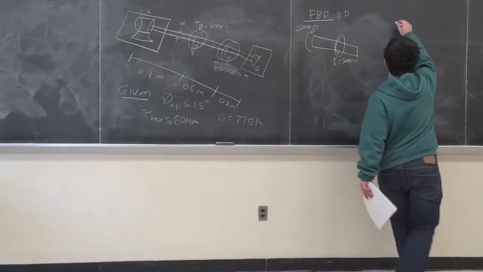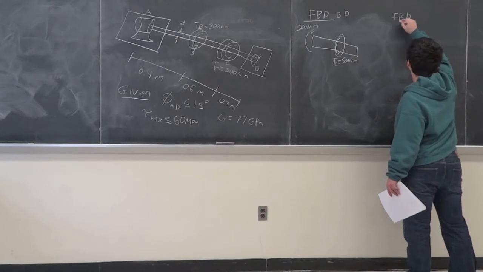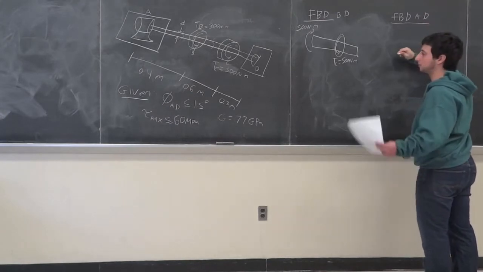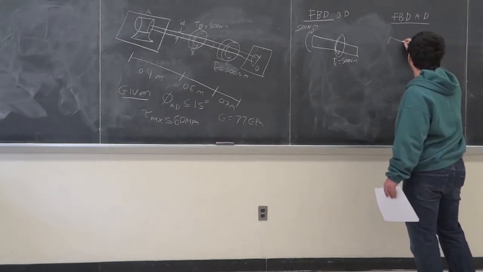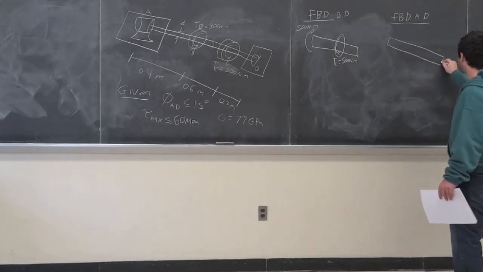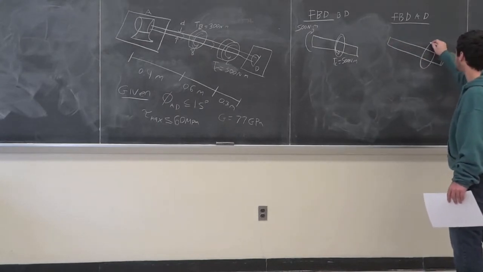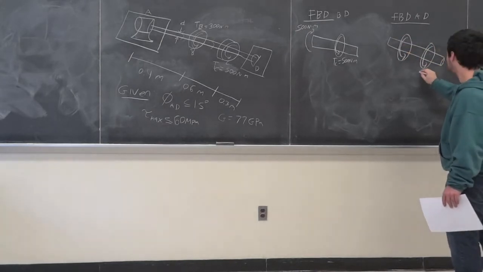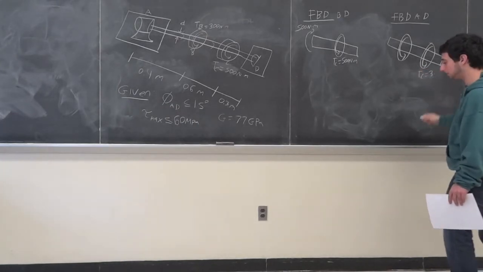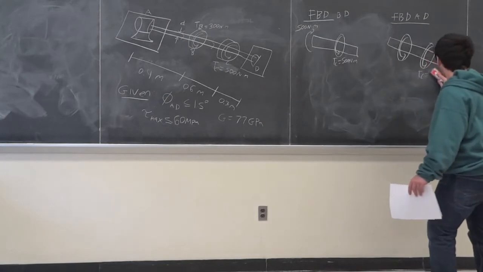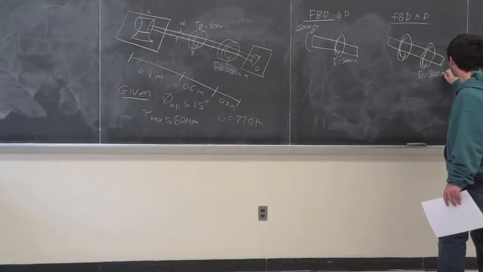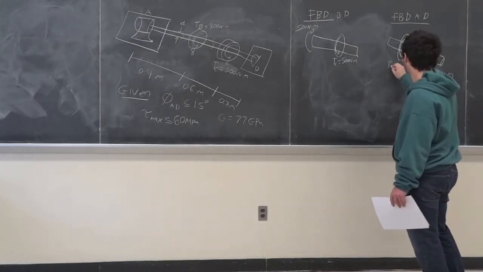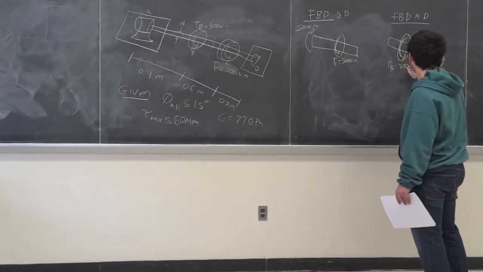All right, so what does a free body diagram look like if you cut it over here? And I'll call this from A to D. But it's before A, okay? Okay, so we got the 500 newton meters, and then we also got the torque at B is 300 newton meters.